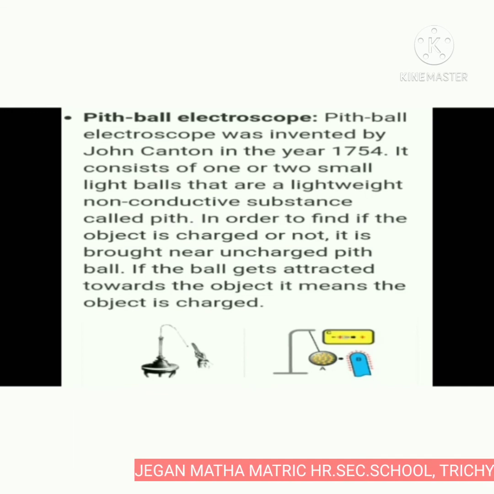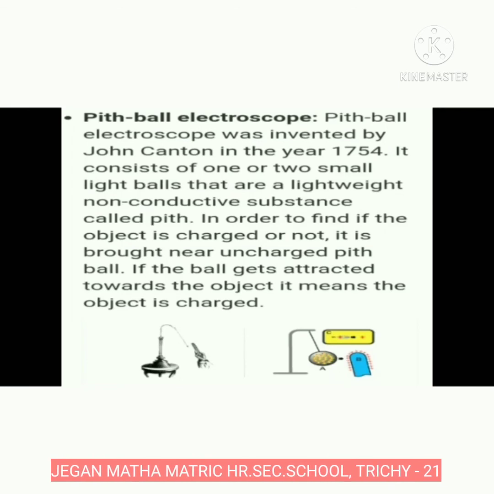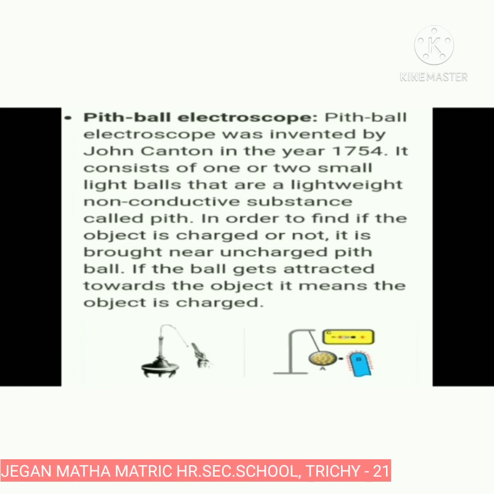Next, pitch ball electroscope. The pitch ball electroscope was invented by John Canton in the year 1754. It consists of one or two small light balls made of a lightweight, non-conductive substance called pitch. In order to find if an object is charged or not, it is brought near an uncharged pitch ball. If the ball gets attracted towards the object, it means the object is charged.